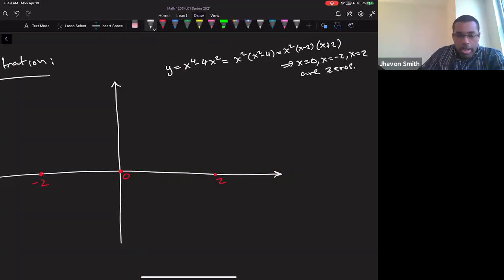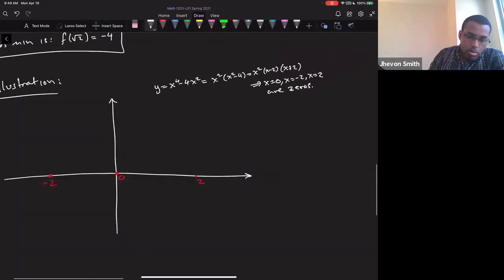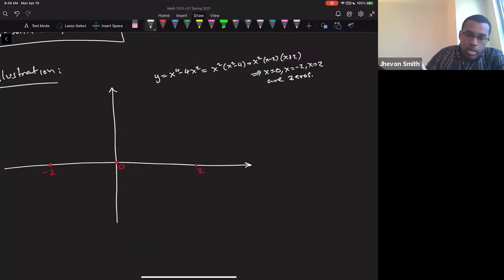And then remember how you graph, you can just plug in a random number in between and test them. So I can plug in a -3, a -1, a 1, a 3. If I plug in a 3 into the f, I can ignore the x squared because that's always going to be positive. So if I plug in a -3 into the x minus 2, I would get a -5, so that's negative. If I plug in a -3 into the x plus 2, I would also get a negative. Negative times negative is positive. Positive means it's above the x-axis.